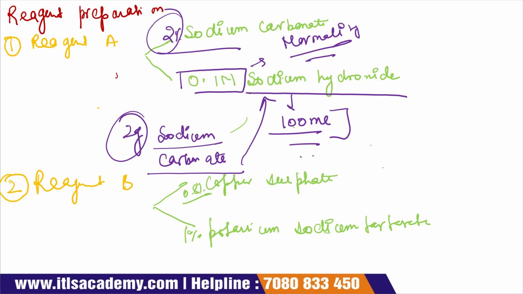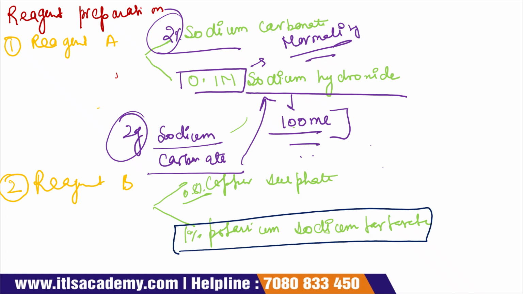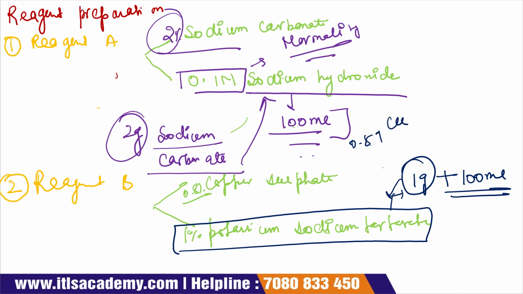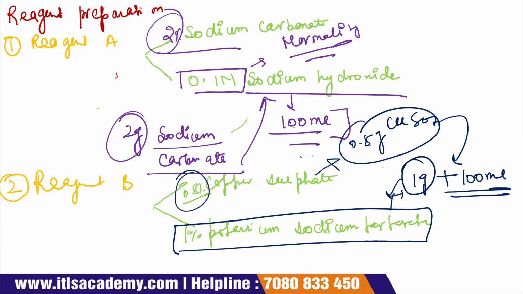First of all, we prepare a 1% solution of potassium sodium tartrate. So we take 1 gram of this potassium sodium tartrate and dissolve into 100 ml of distilled water. Then we weigh 0.5 gram of copper sulfate and dissolve into it, because you have to prepare a 0.5%. This is how we prepare the reagent B.